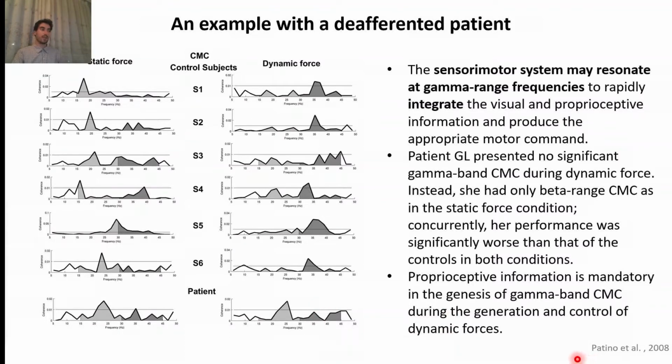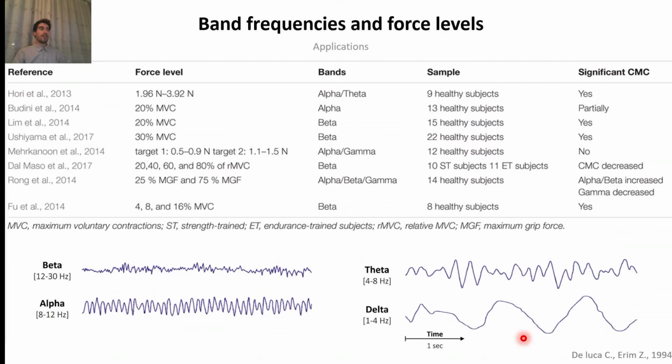Of course, what we can also speculate, Patino says, is that proprioceptive information is mandatory in the genesis of gamma band CMC during the generation and control of dynamic forces, which is kind of obvious, but it proves the significance of the method. Then, it's interesting to see that basically the muscular force level and the movement type can affect CMC amplitude, and it has been further shown that the level of CMC increases with the strength of EMG in healthy individuals, which indicates that muscle output is dependent on CMC intensity.